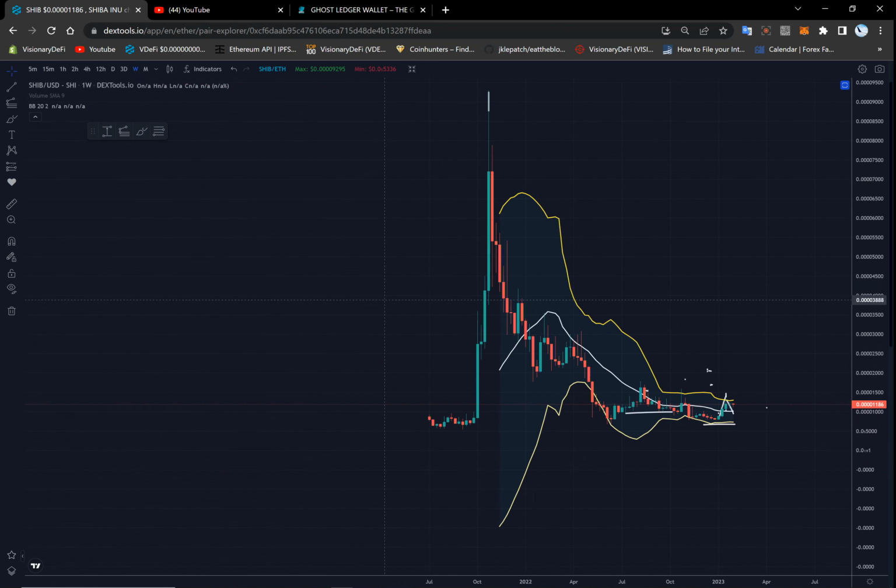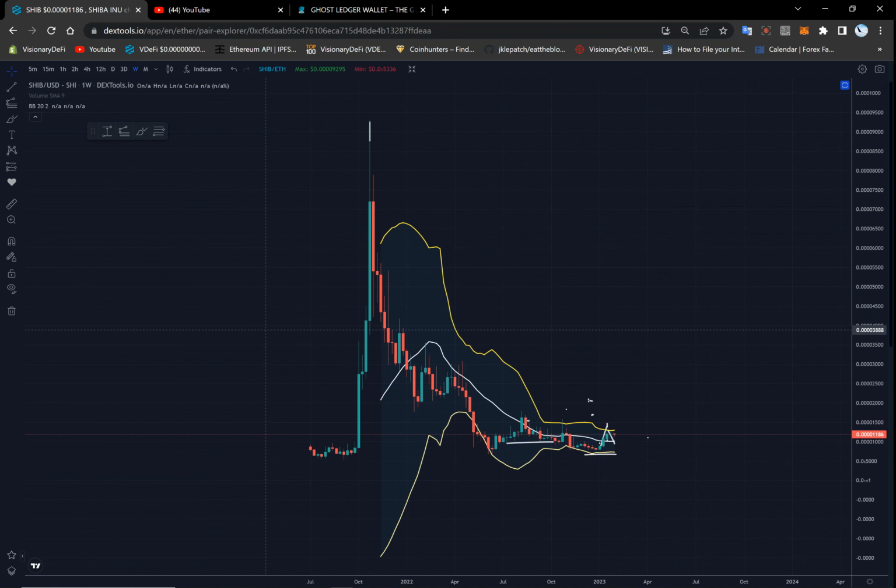Okay, this is the monthly chart here. You can see Shiba is just getting started, guys. On the monthly, we did break above the trend line, which is a good sign. Then once it breaks above the trend line, it's going to retest.